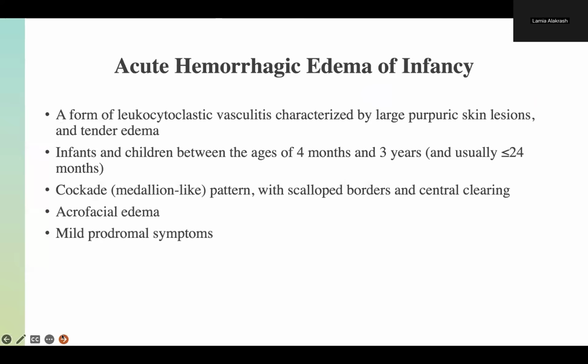The other entity in vasculitis is acute hemorrhagic edema of infancy. Again, it's a form of leukocytoclastic vasculitis characterized by large purpuric skin lesions and tender edema. It has a characteristic clinical presentation. If you see it once, you will not miss it. Usually it occurs in infants and children between the ages of 4 months and 3 years, most commonly less than 2 years of age. It has the typical cockade or medallion-like pattern. It has the characteristic scalloped borders with central clearing.